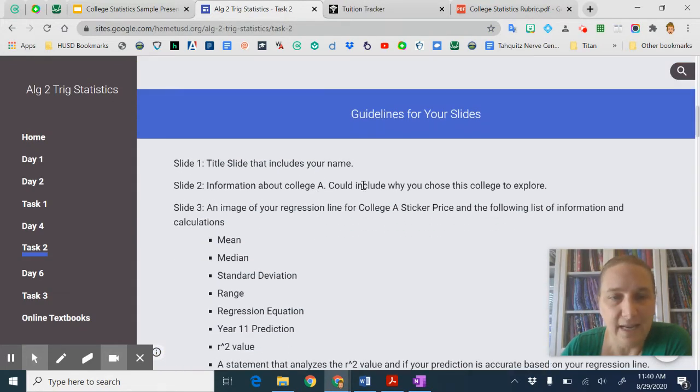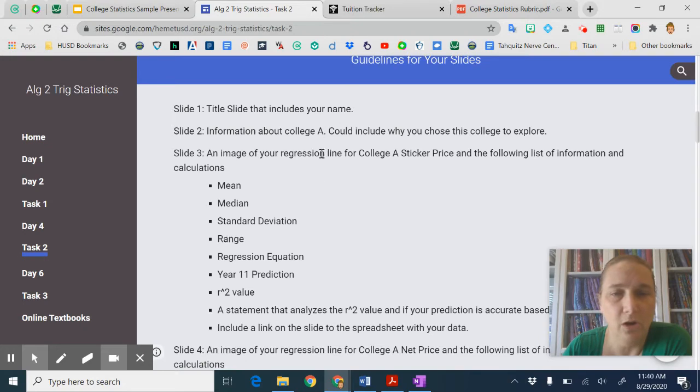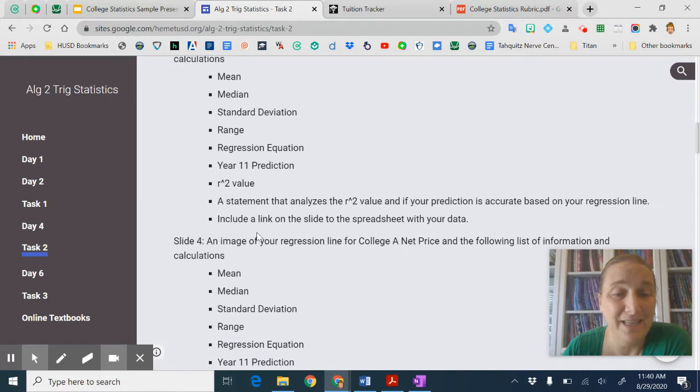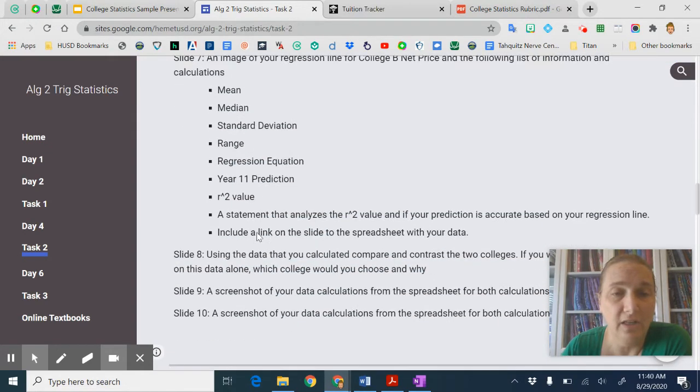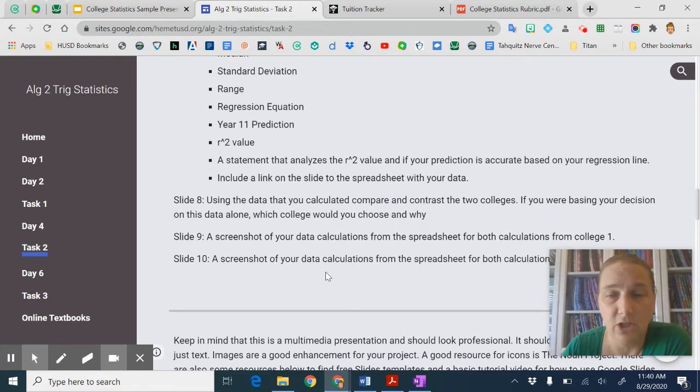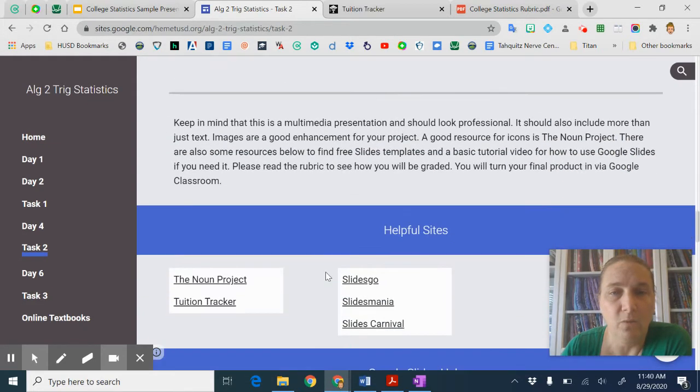So your slides, and I will go through a sample here, have to include all of this information on it. So you're going to have 10 slides total, and it's very explicit on here what you should put on each slide, okay? When you're doing this, you're going to keep in mind that this is a multimedia presentation. It should look professional. It should include more than just text. Images are always a good enhancement for your project. So good resources for that are the Noun Project. There's also some good resources below to find free slides and a basic video tutorial on how to do Google Slides if you don't know how to do a Google Slides.